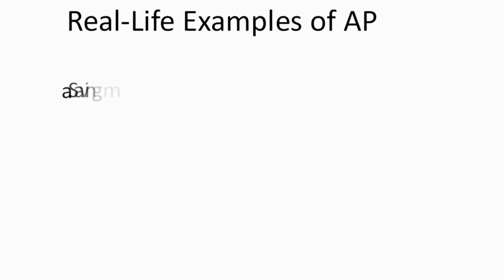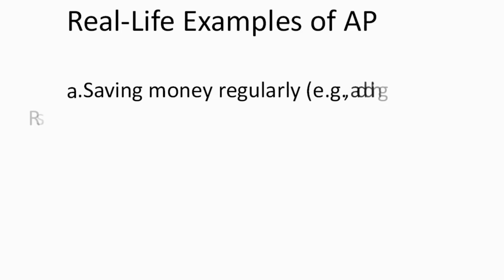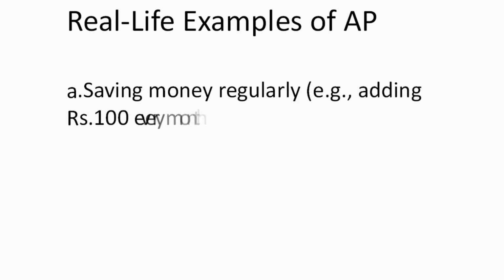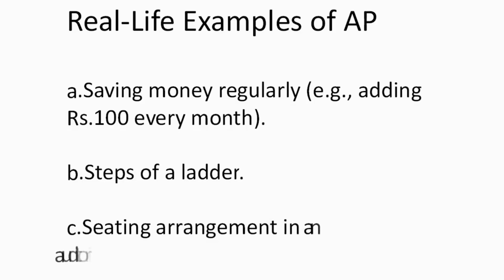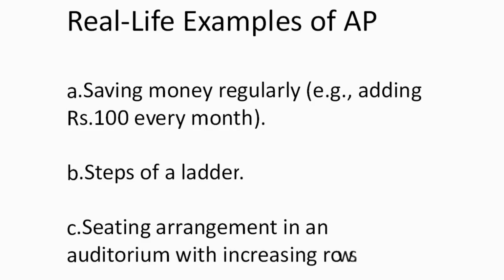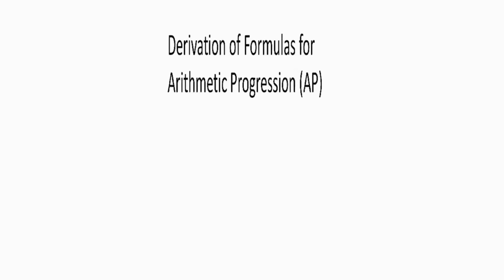In this section we see some real-life examples of arithmetic progression. The first example is saving of money on a monthly basis. Say rupees 100 are added every month, starting from initially 100 rupees. So every month the money will increase by rupees 100. Hence it will be an arithmetic progression with first term 100 and common difference 100. Next example is a ladder. The third very common example is sitting arrangement in an auditorium with increasing rows.